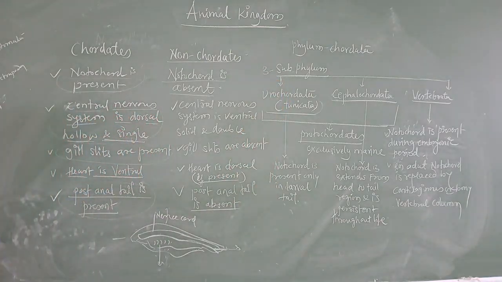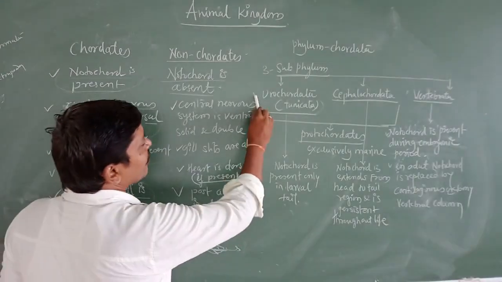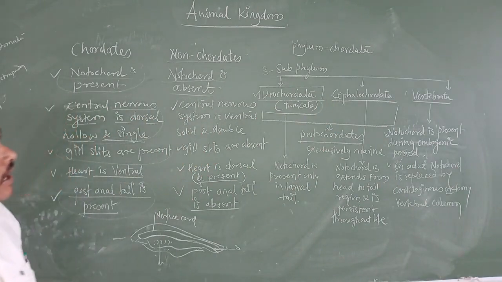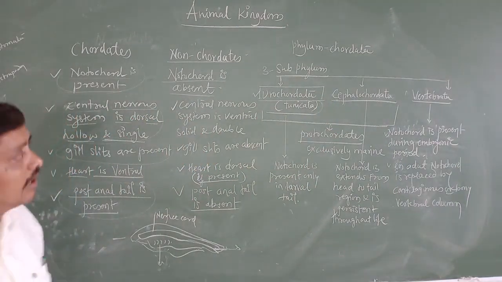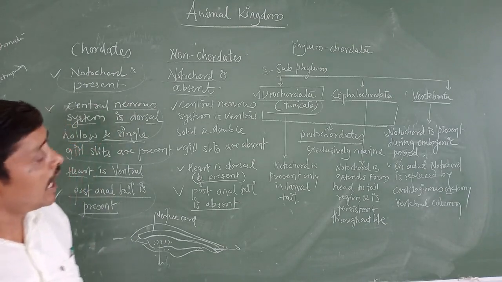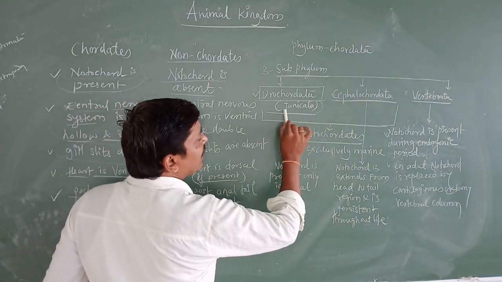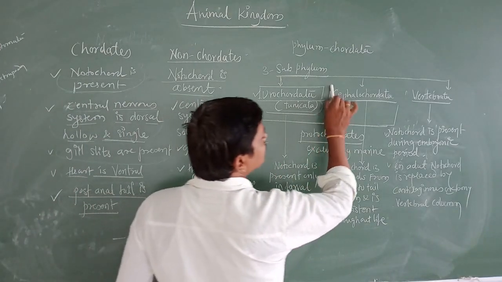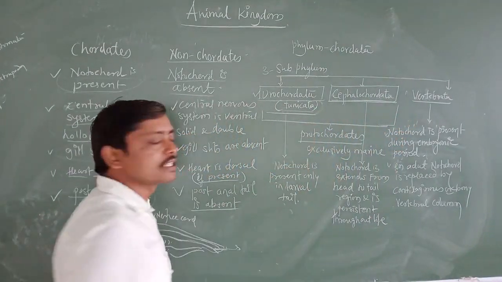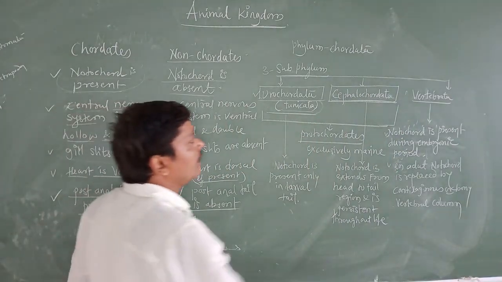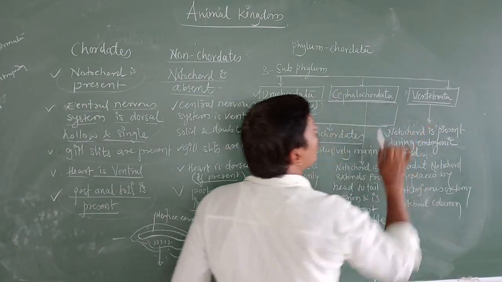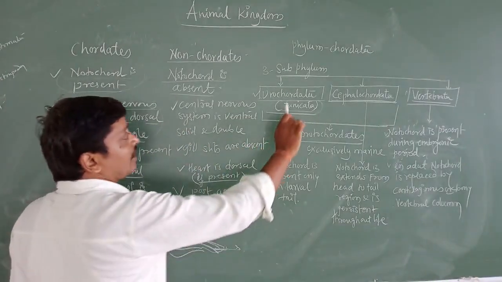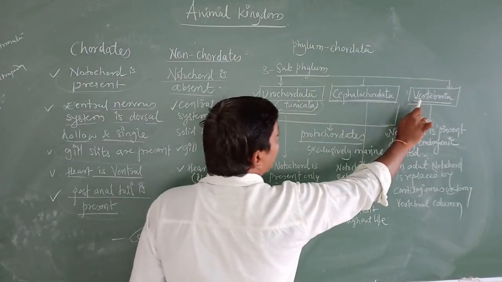Three subphyla. The first is Urochordata, or those are called Tunicata. The second one is Cephalochordata. And the third one is what? Vertebrata. Again I am telling you, these three are Urochordata, Cephalochordata, Vertebrata.